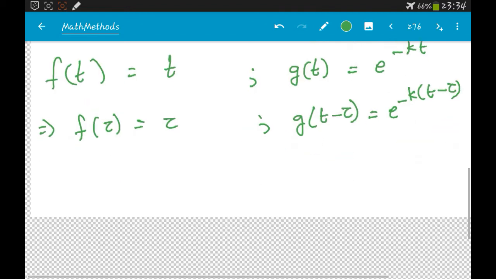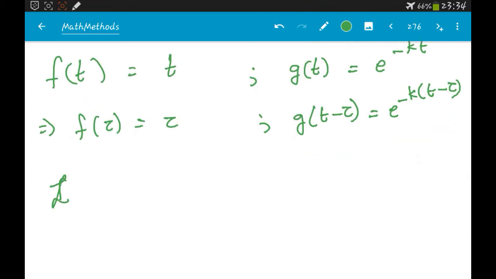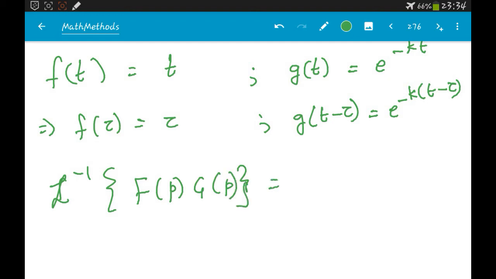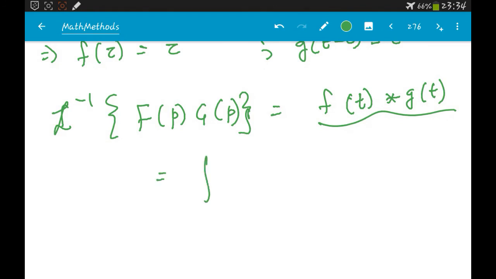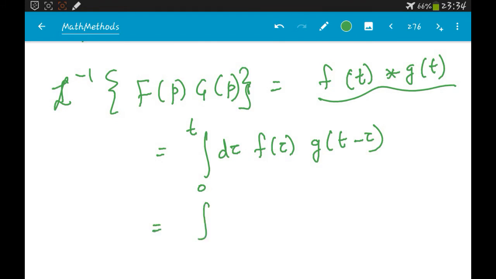Okay. And now f star g, right? So we had to find out L inverse of f of p into g of p, which is nothing but f of t star g of t, right? And what is this function? This function is nothing but integral 0 to t d tau f of tau g of t minus tau. Okay. So we already know how to do this. So f of tau is tau and g of tau is e power minus k tau.